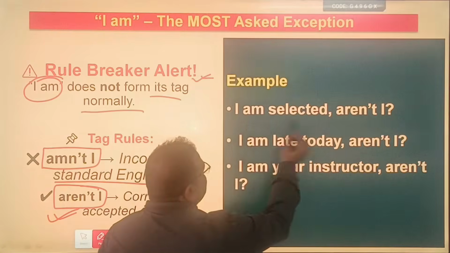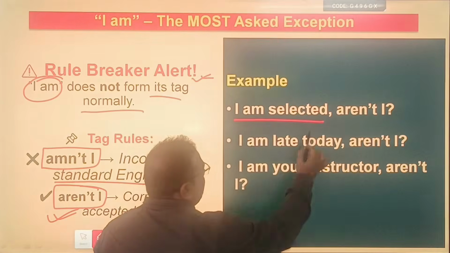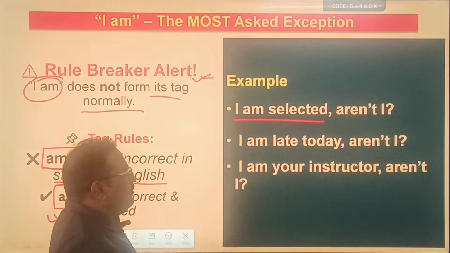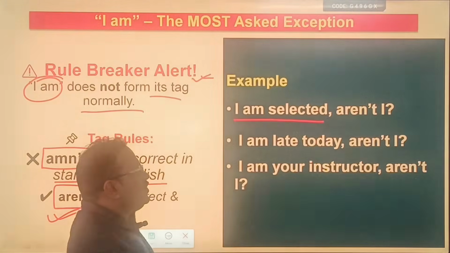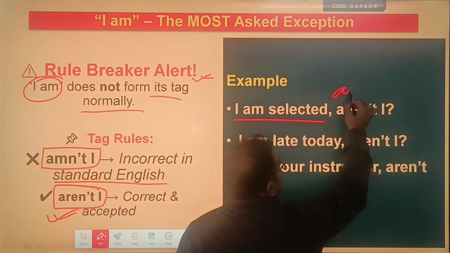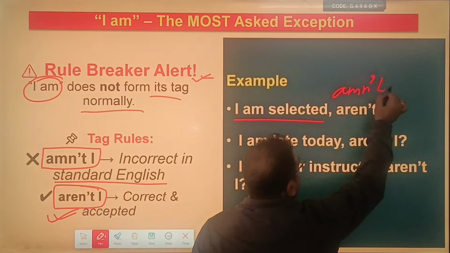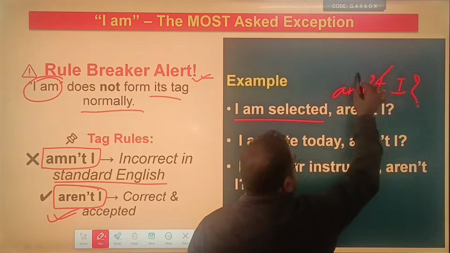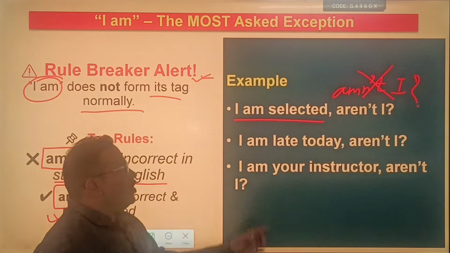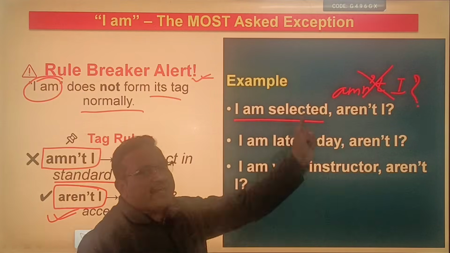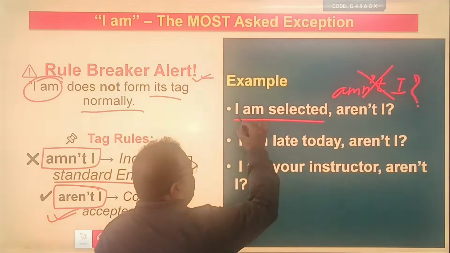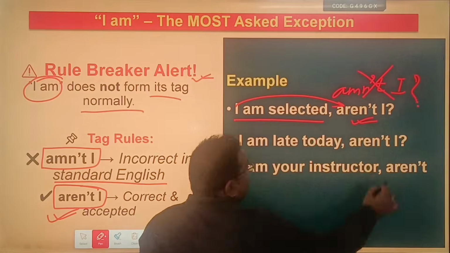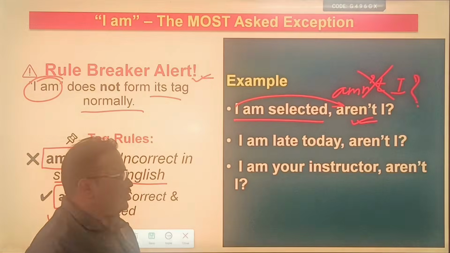See, I am selected. According to the basic rule, if you have to change the tag, what should it be? Amn't I? Yes or no? This is wrong. I am, amn't I is wrong. The question tag will be aren't I, always.